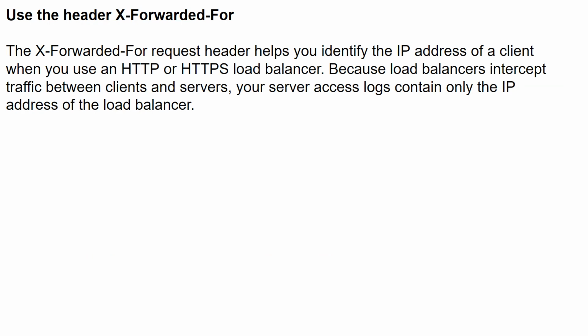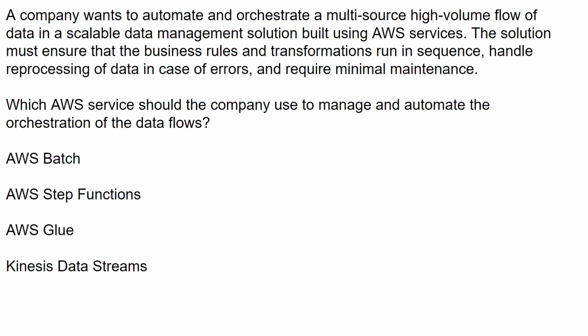A company wants to automate and orchestrate a multi-source, high-volume flow of data in a scalable data management solution built using AWS services. The solution must ensure that the business rules and transformations run in sequence, handle reprocessing of data in case of errors, and require minimal maintenance. Which AWS service should the company use to manage and automate the orchestration of the data flows?